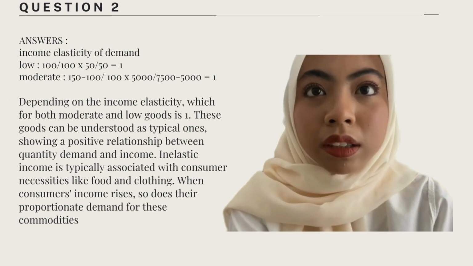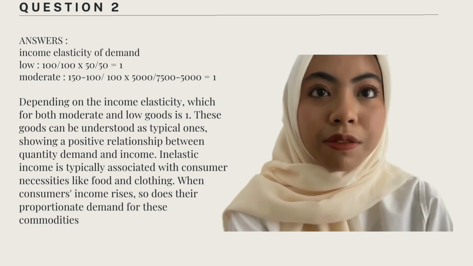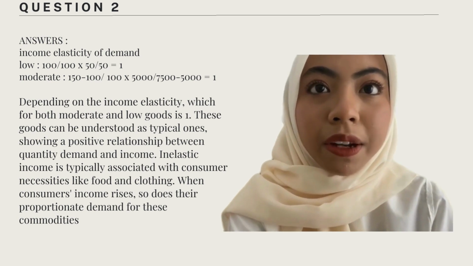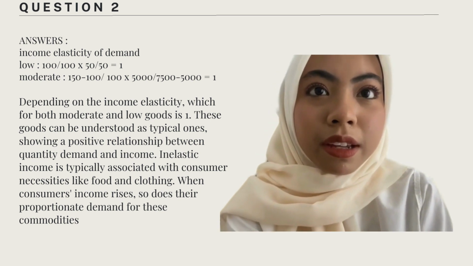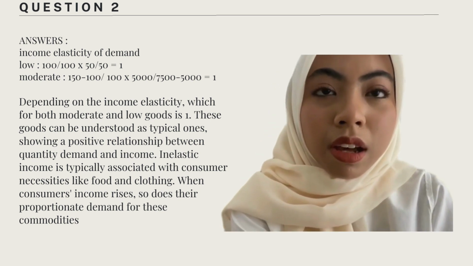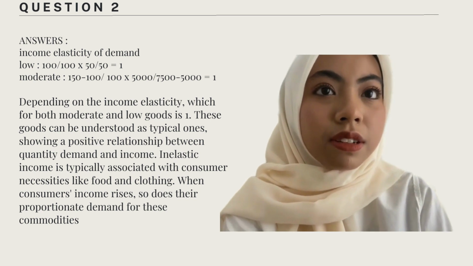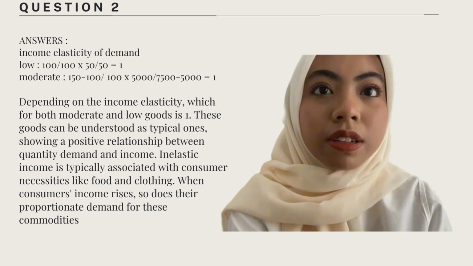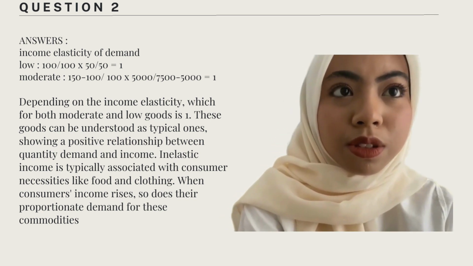For low, 100 divided by 100 and times 50 divided by 50 equals 1. For moderate, 150 minus 100 divided by 100 and times 5,000 divided by 7,500 minus 500 equals 1. Depending on the income elasticity, which for both moderate and low goods is 1.